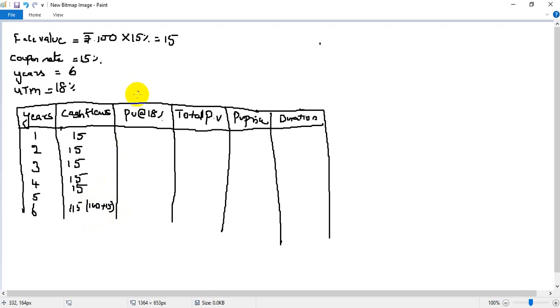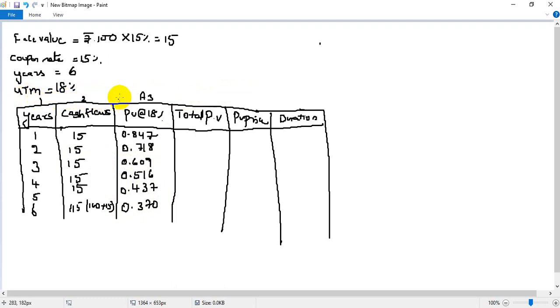Now you need to refer to the A3 table: 6 years, PV at 18%. So first year it is 0.847, 0.718, 0.609. Just check these values: 0.516, 0.437, 0.370.